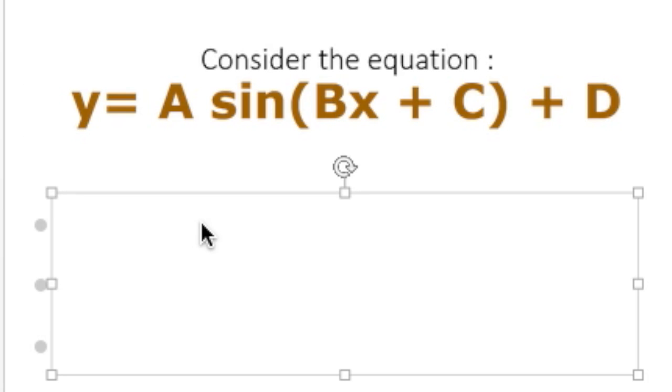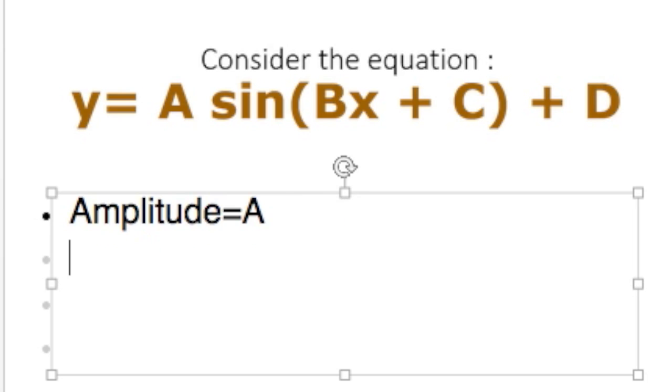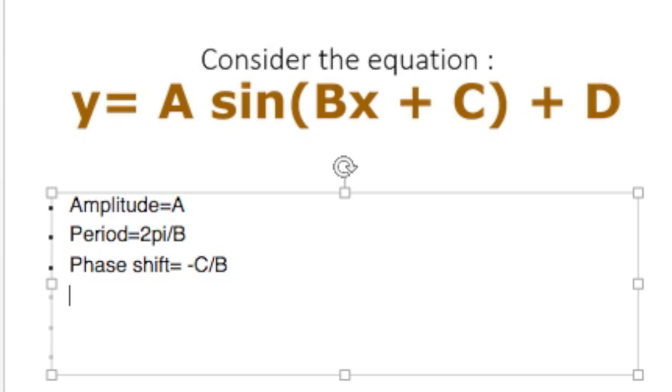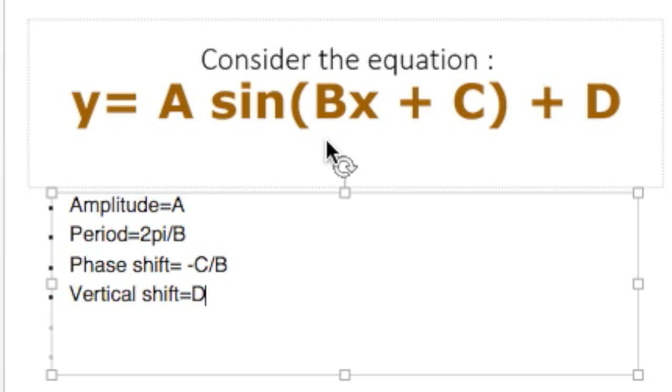We know that the amplitude equals A, where the period is 2 pi divided by B. Next is the phase shift. It is negative C divided by B. And lastly, the vertical shift, which is the D. So, amplitude A, period 2 pi divided by B, phase shift negative C divided by B, and vertical shift D.